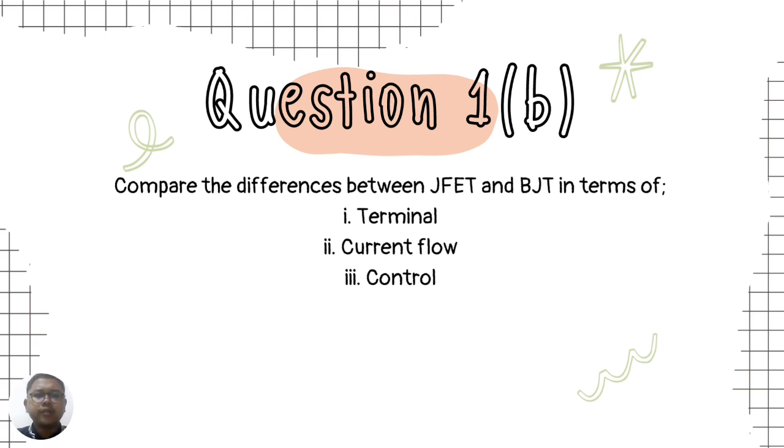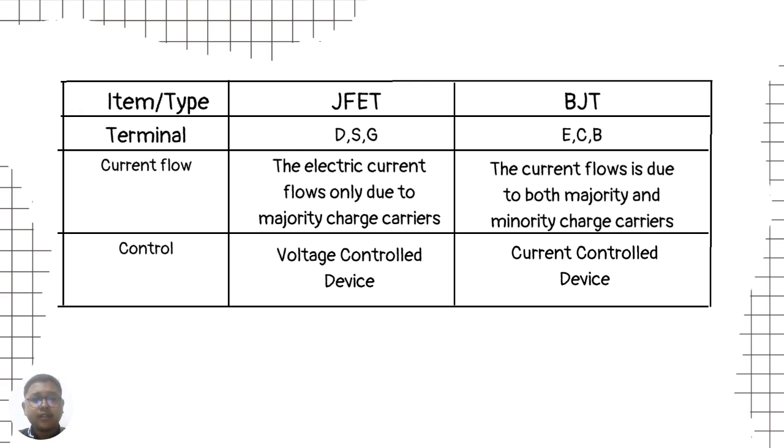For question 1B, compare the differences between JFET, junction field effect transistor, and BJT, bipolar junction transistor, in terms of terminal, current flow, and control. For JFET, the terminal is DSG. D is drain, S is source, G is gate. Meanwhile, for BJT, the terminal is ECB. E is emitter, C is collector, B is base.